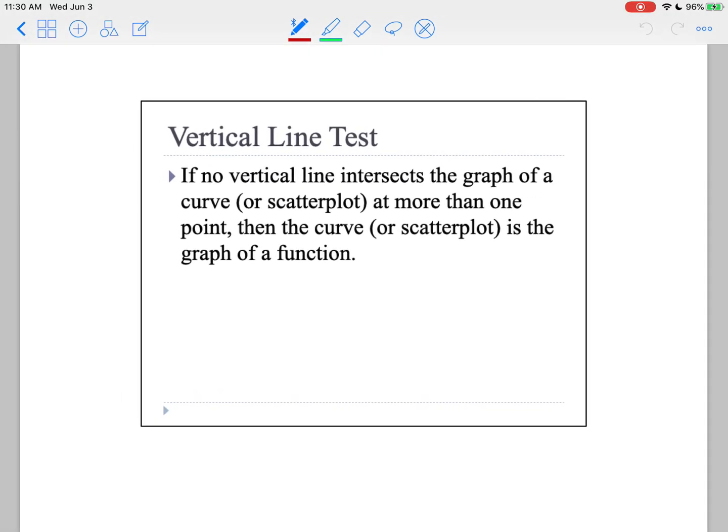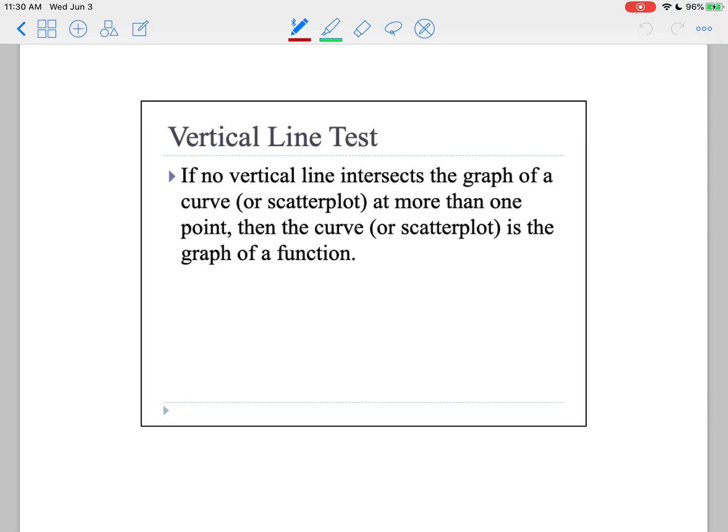Hey everybody. So far we've talked about functions and we've done it mostly using the equation. So we're doing it algebraically. But what if we're given a graph of an equation? We want to be able to tell whether what we're looking at is a function or not. And so we have something called the vertical line test.